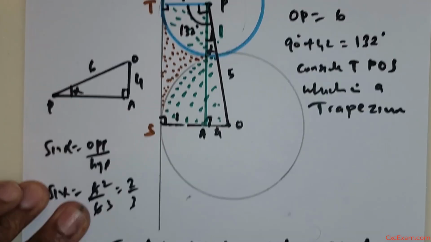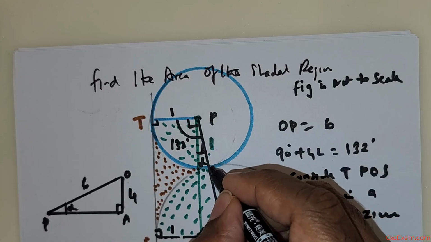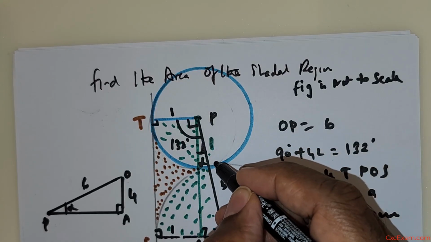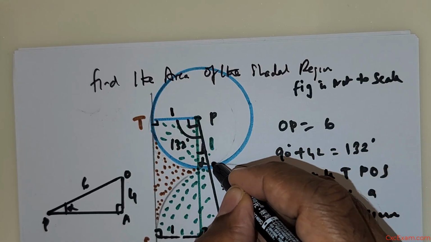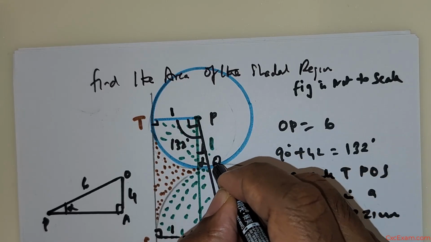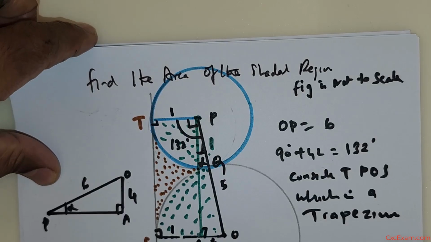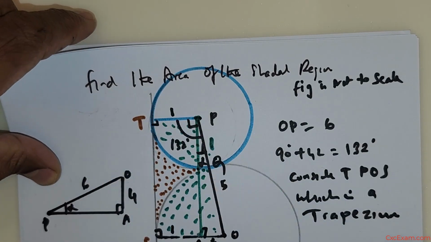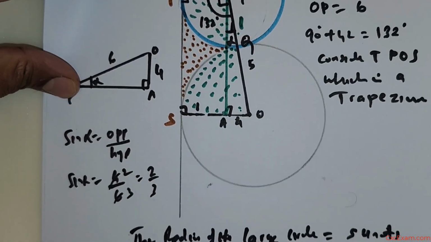Now I'm going to take this as some Q. This particular region is some Q. Okay, so let me get the area of sector TPQ.